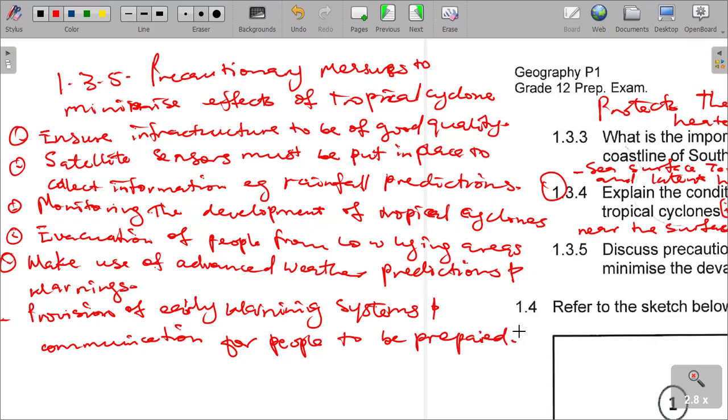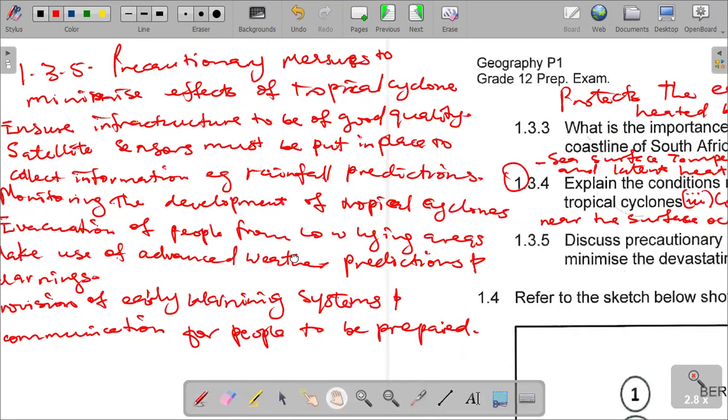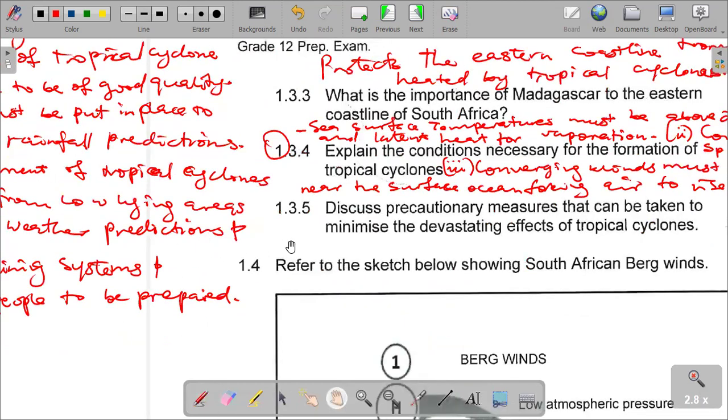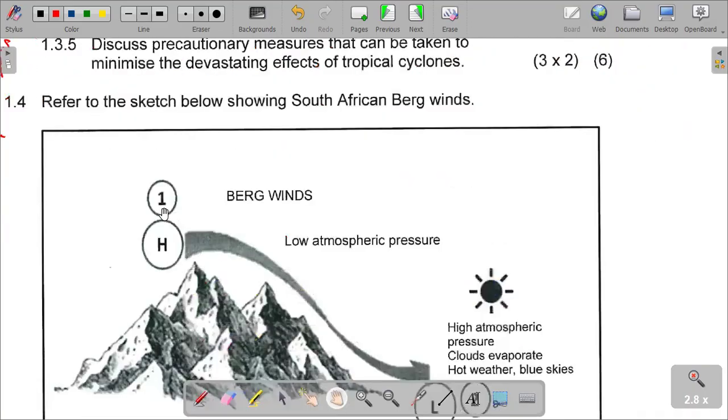So what we are saying is that these are precautionary measures that can be put in place to minimize effects of tropical cyclones. There are quite a lot, which are just preventative measures. These are proactive measures that are quite relevant. Early warning systems and communications, evacuation of people from low-lying areas, and also erecting early warning systems. All those are quite good answers.